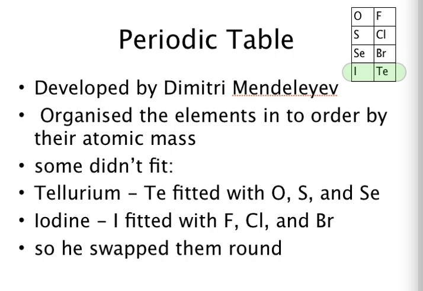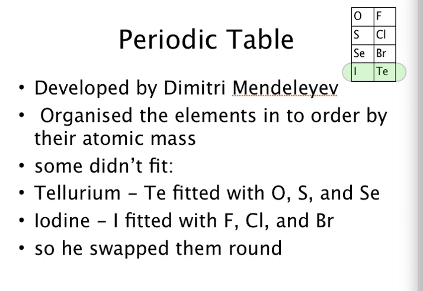For example, iodine was in the same group as oxygen and sulphur, which did not make any sense because iodine was much more like fluorine, chlorine and bromine, all forming 1- ions like iodine does. Tellurium, next to it, should have been underneath selenium, in other words in the same group as oxygen. They all form 2- ions.